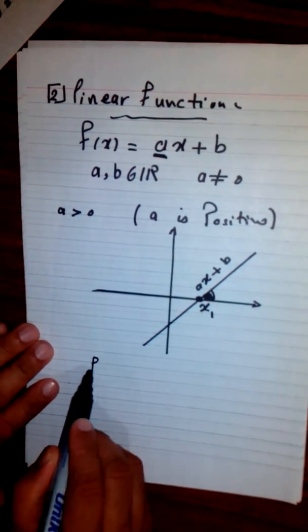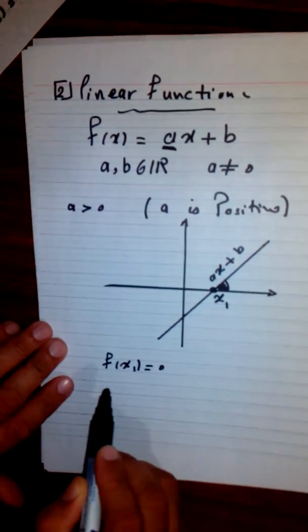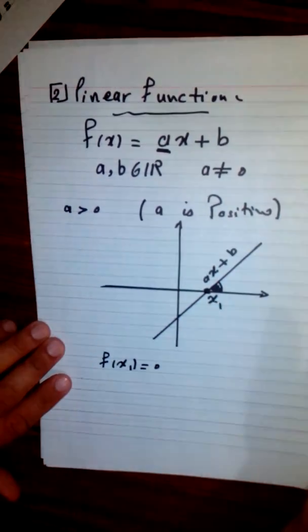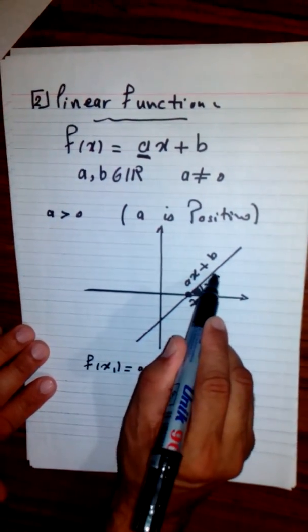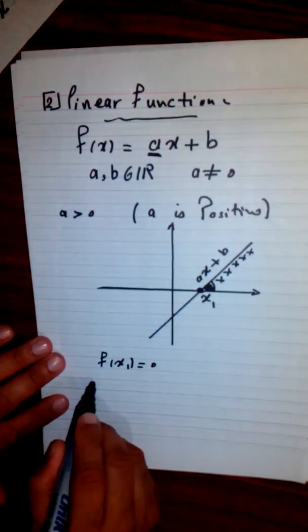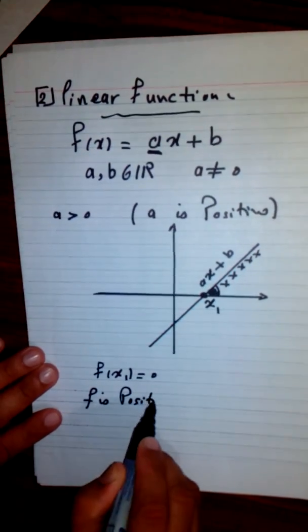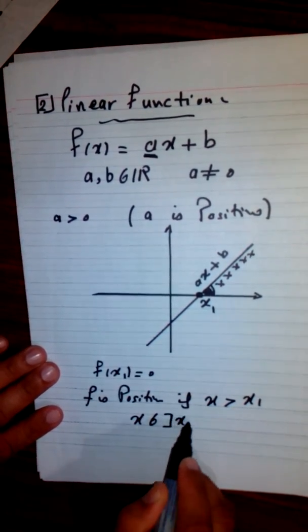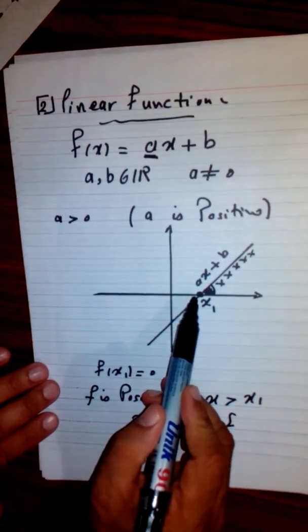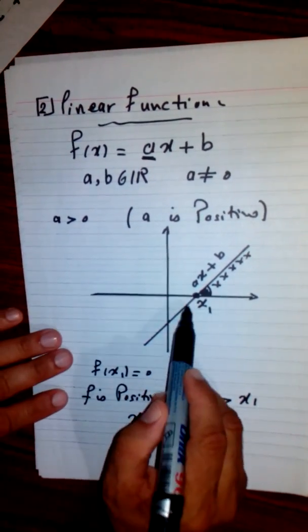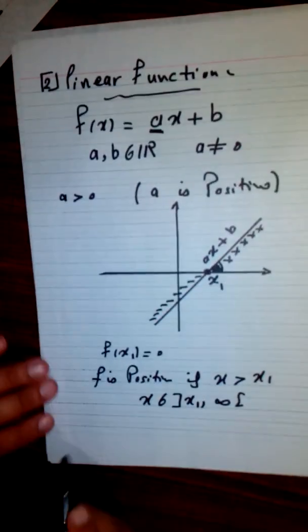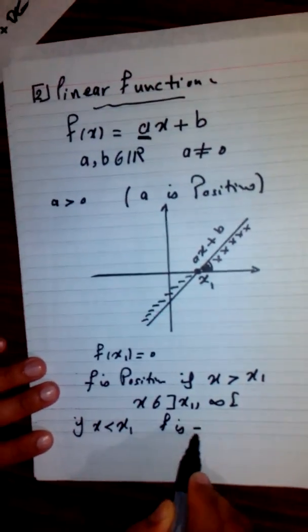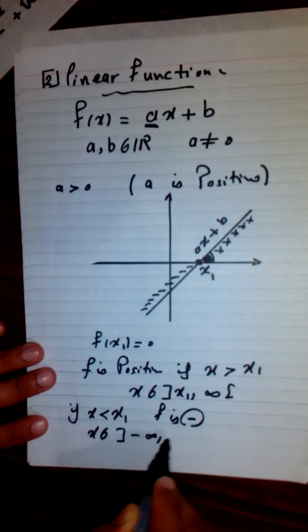f of x1 equals 0. At x1, a point on the x-axis, y equals 0. If x is on the right of x1, f of x is positive. So f is positive if x is greater than x1, x belongs to x1 and infinity. If x is on the left of x1, f of x is negative. So if x is less than x1, f is negative, x belongs to negative infinity and x1.